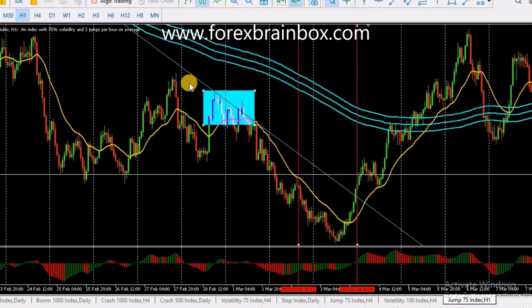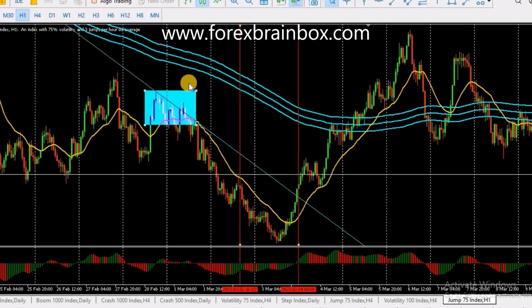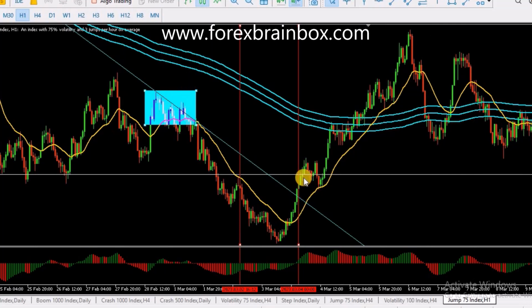Let's see. So this is our 1 hour. You see the break. After the break, this is the break of this level. After the breakout, there's going to be some sort of retracement, a minor retracement. Now, how can you tell how far the retracement will go?